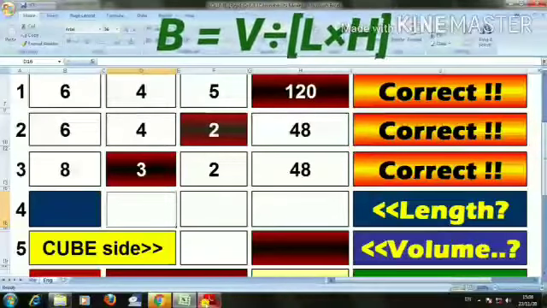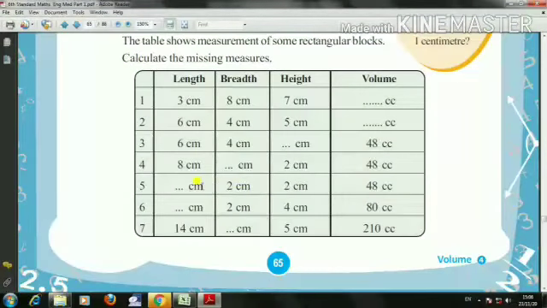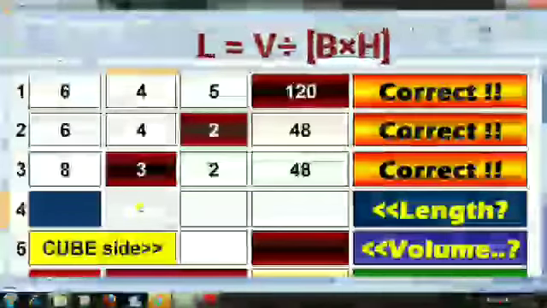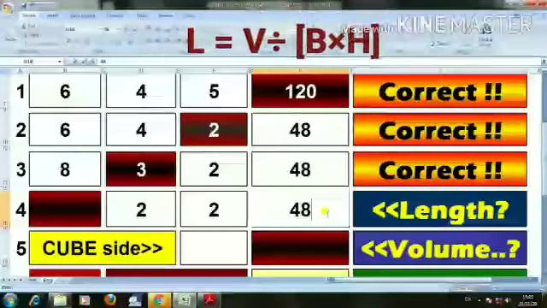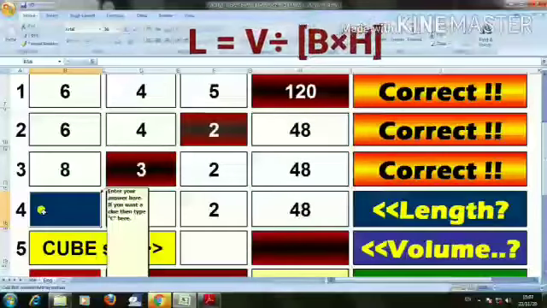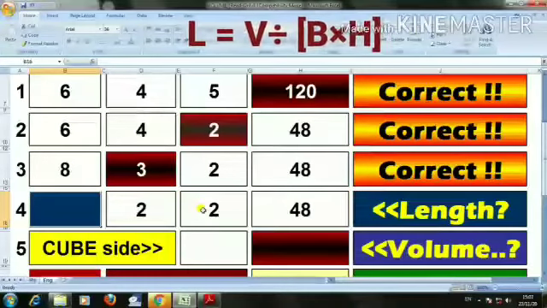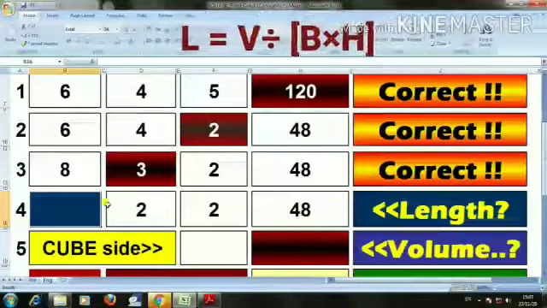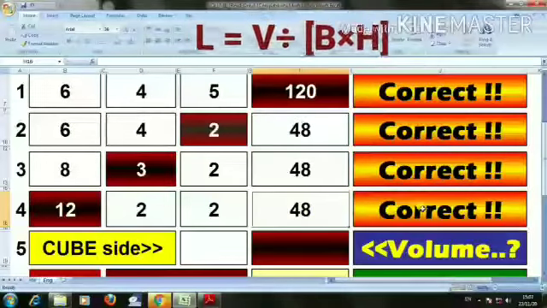Now next one is here to find out length. Breadth is 2, height is 2, and volume is 48. Here is space for finding out length. 48 is added here. Now we have to enter the answer, that is length. 2 into 2 is equal to 4. 48 divided by 4 is equal to 12. Okay. Now that's also correct.